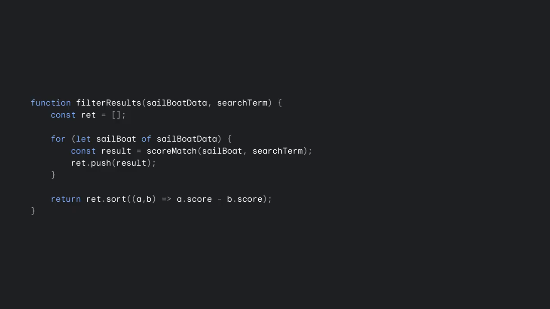As a first attempt, let's create a simple filter results function. We'll call this function from our autocomplete component every time we get a new search term. It will search through all items in our JSON, assign a score to each, and then sort so that we can show the top results. Let's try that out.